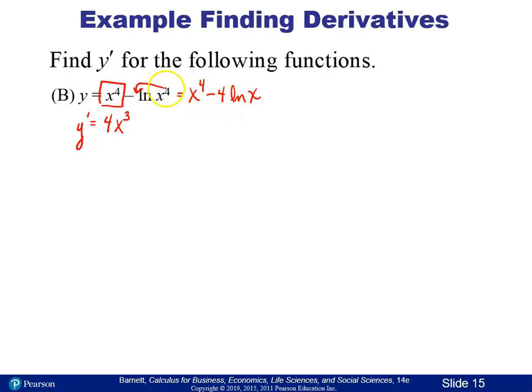Now when we bring the 4 down in front, we have the constant times the ln of x. We haven't learned how to do the natural log of x to the 4th, but we do know how to do the natural log of just x. That's why we want to bring that 4 down in front, so that we can apply that rule we've learned. So our derivative here is going to be 4 times the derivative of natural log of x, which is 1 over x. So we'll have 4x to the 3rd minus 4 over x.